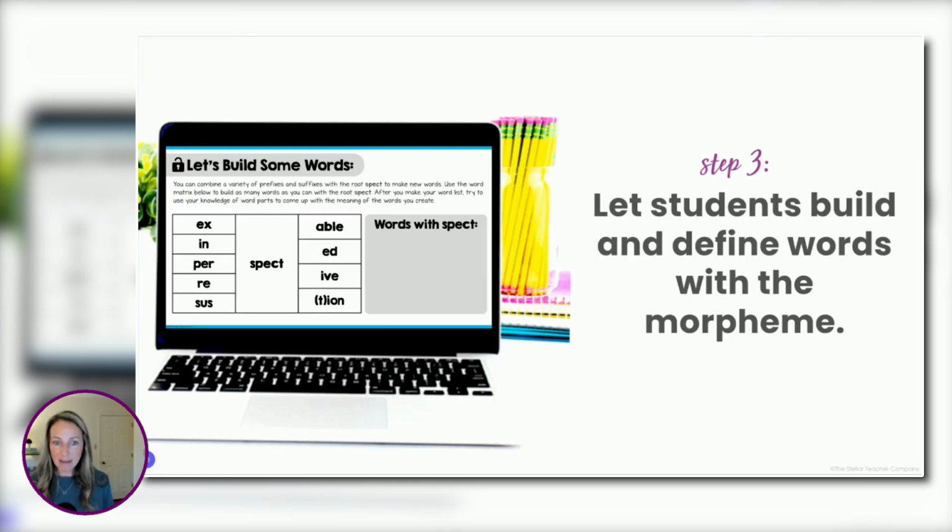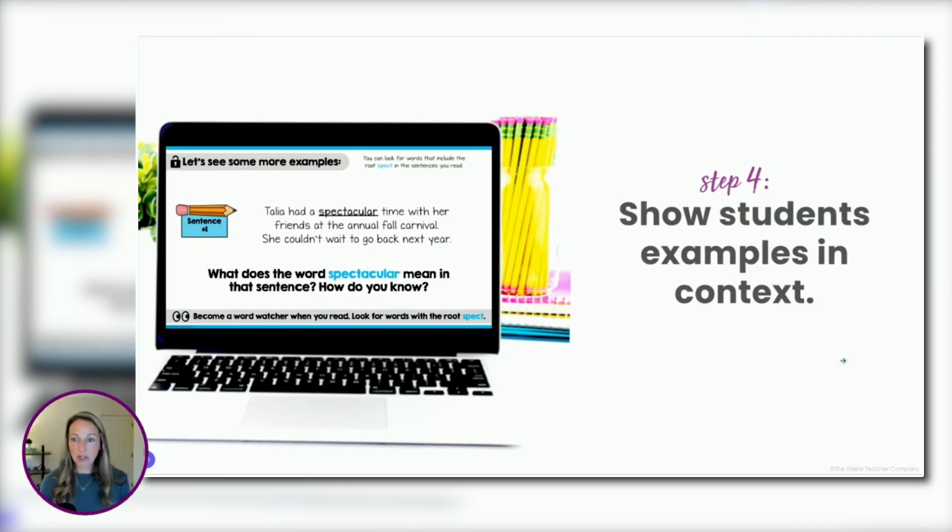So giving an opportunity, we always talk about how we want students to really get their hands dirty and play with words, but this is an opportunity for them to build and define words with the morpheme. Then we always want to show students examples in context. Anytime we show students examples in context, it's really going to help solidify their understanding of that word, because they're not just seeing an individual word, right? They're seeing that word in a sentence.